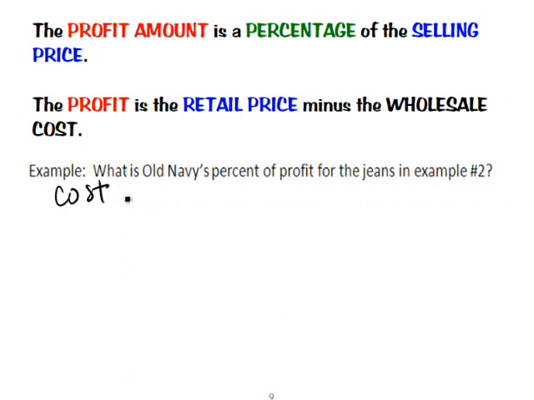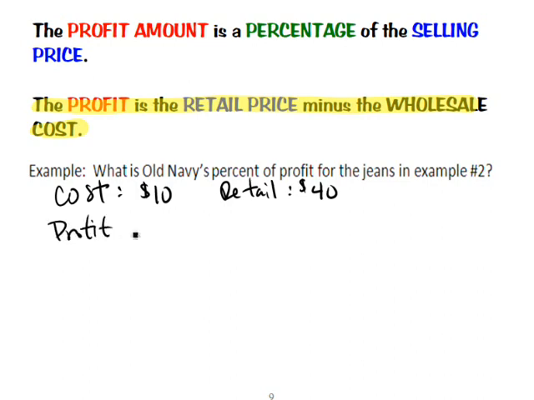In that problem, Old Navy's cost for the jeans was $10, and the retail price for the jeans we calculated to be $40 after their 300% markup. According to this sentence here, which tells us where the profit amount comes from, we can determine the profit amount to be $30 because that is the difference between the retail price and the wholesale cost. 40 minus 10 equals 30. That's the profit.